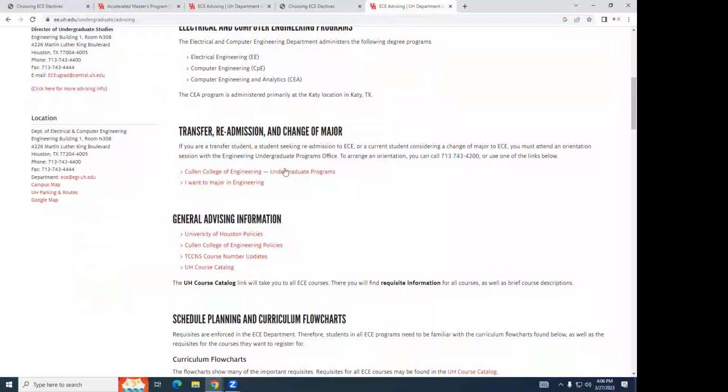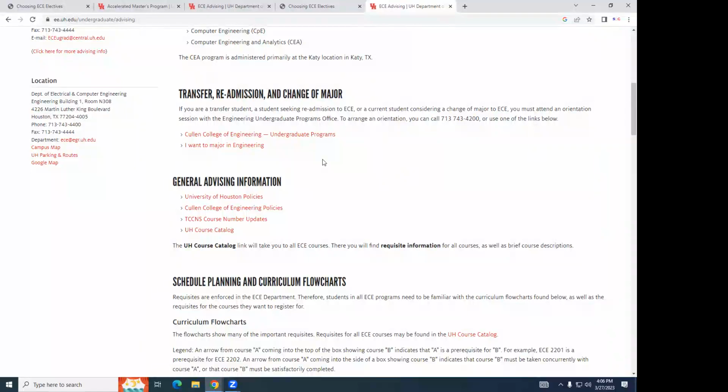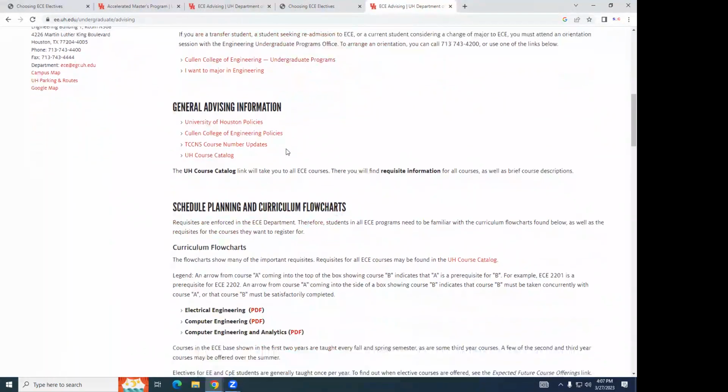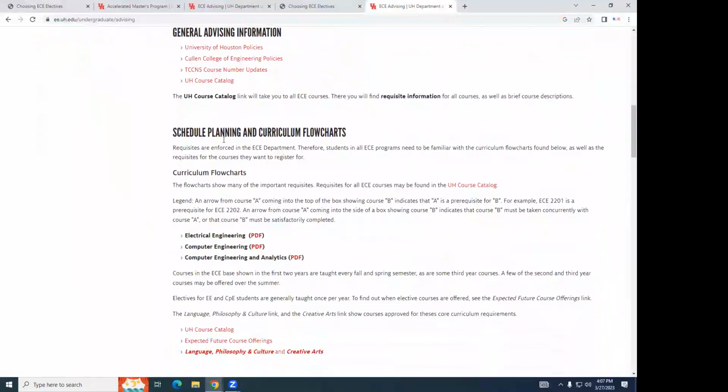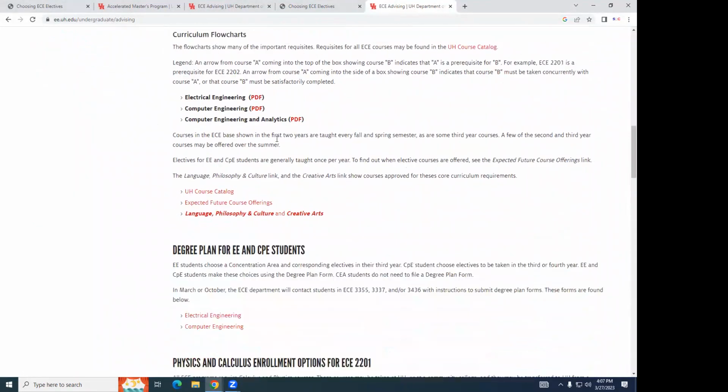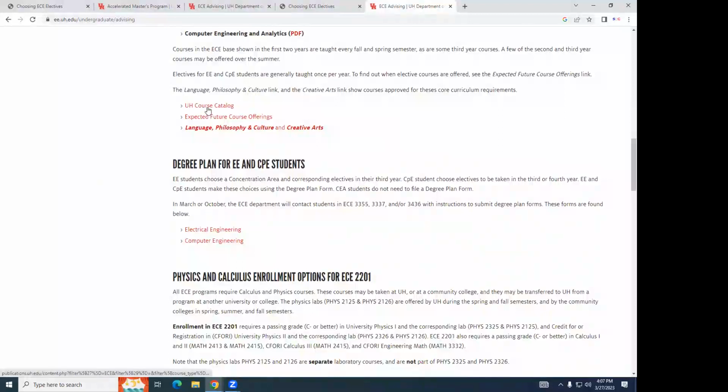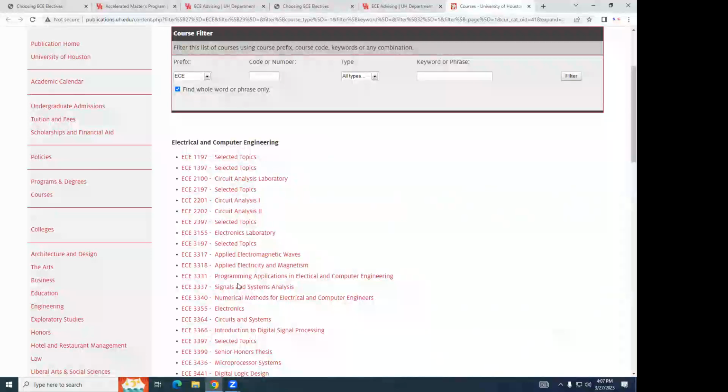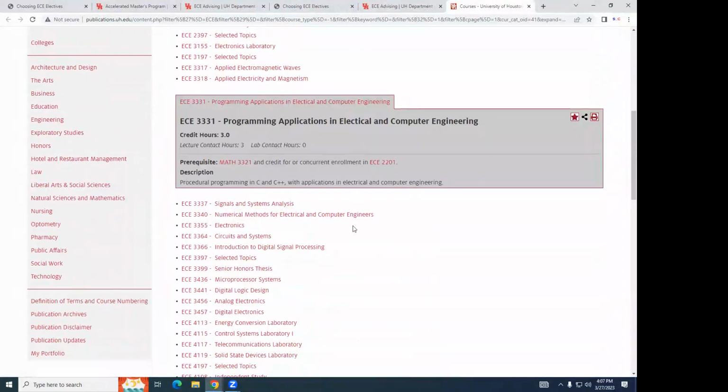Most of you are probably familiar with this already, but some are not. There's a lot of information here about what happens if you want to ask for a prerequisite waiver. We don't have very many prerequisite waivers, but there are some that are allowed. There's lots of stuff on schedule planning and curriculum flowcharts. There's a link directly to the ECE catalog here, which, by the way, shows you the prerequisites and co-requisites for all our courses.